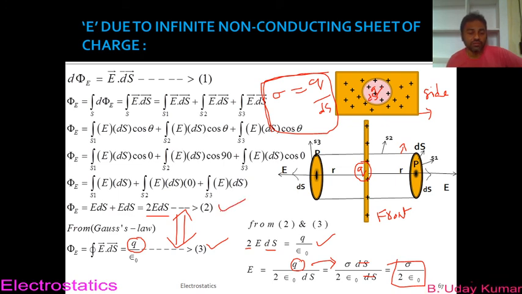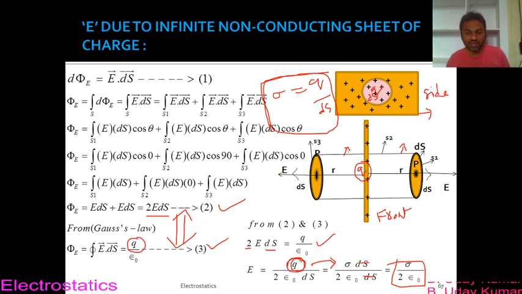This is equation 2, which gives a formula for total electric flux, and this is from Gauss law, equation 3. From 2 and 3 I can write 2E ds as Q by epsilon 0. Is that fine? If you send this 2 and ds to the right hand side, what do you get? Q by 2 epsilon 0 ds, that is what you get. But what is this Q? This Q is nothing but the charge that is present on the sheet of charge, which should be inside the Gaussian cylinder.